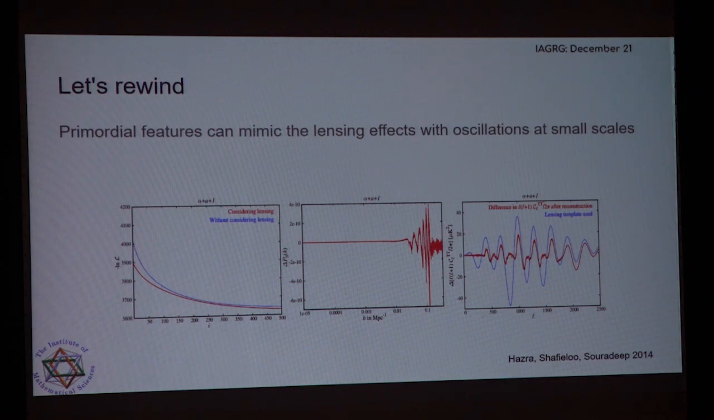In this paper, we showed in 2014 that actually the reconstruction, the features in the primordial power spectrum, can mimic lensing. Okay, you can see that these are the lensing effects, and the primordial power spectrum can indeed mimic lensing, the whole lensing to some extent, not completely.